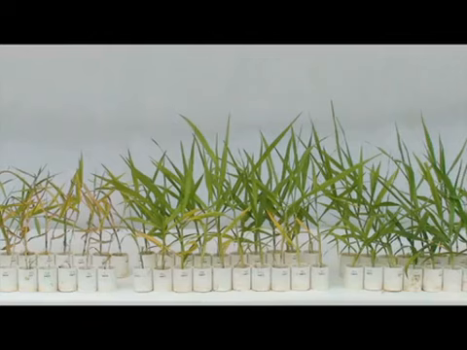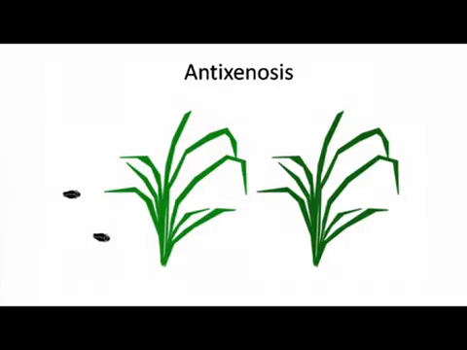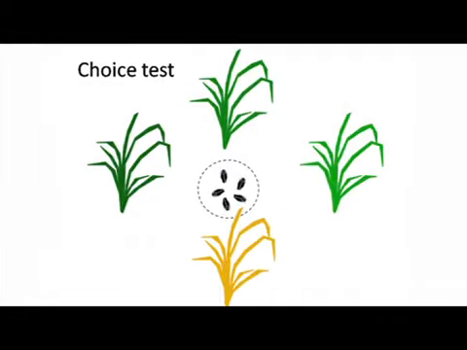A plant can resist herbivore damage through three broad mechanisms: antixenosis, antibiosis, and tolerance. Antixenosis, sometimes called non-preference, is the degree to which the plant is avoided when the herbivore is able to select other plants. Antixenosis is typically detected in choice tests, where herbivores are given access to more than one genotype.